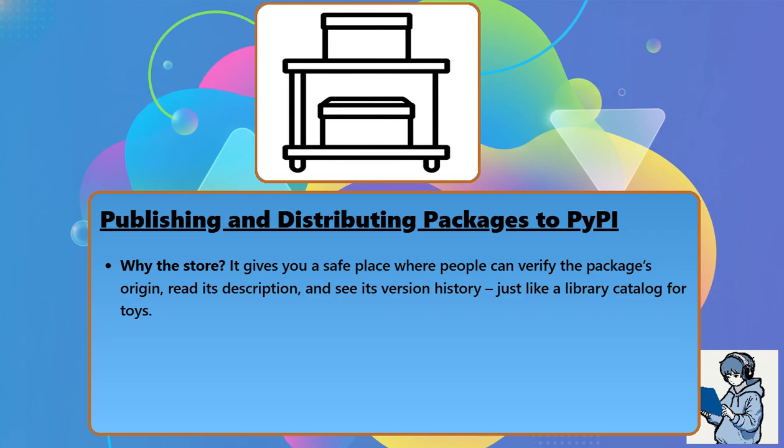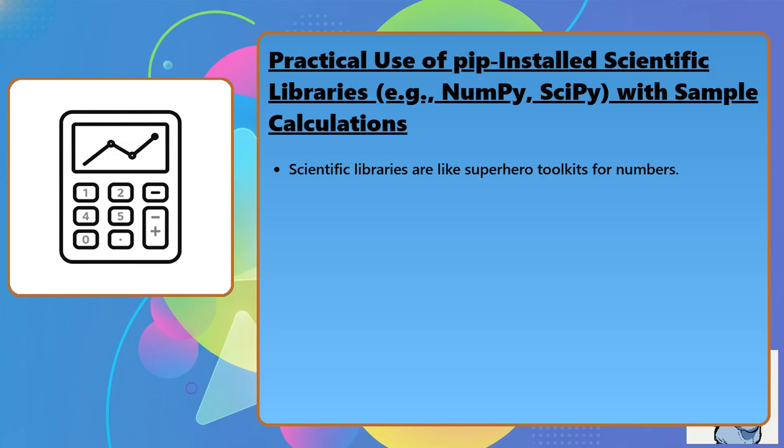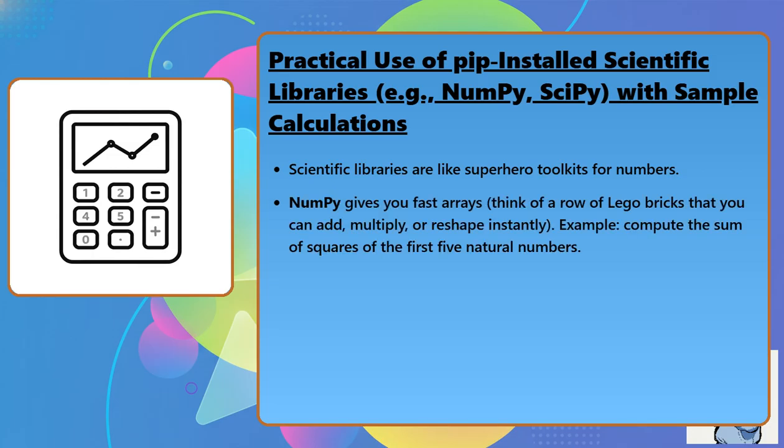Why the store? It gives you a safe place where people can verify the package's origin, read its description, and see its version history, just like a library catalog for toys. Scientific libraries are like superhero toolkits for numbers. NumPy gives you fast arrays. Think of a row of Lego bricks that you can add, multiply, or reshape instantly.